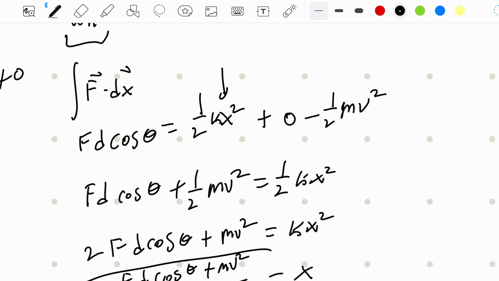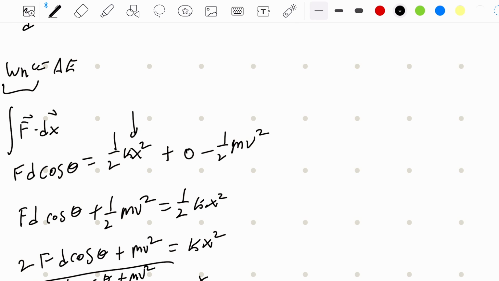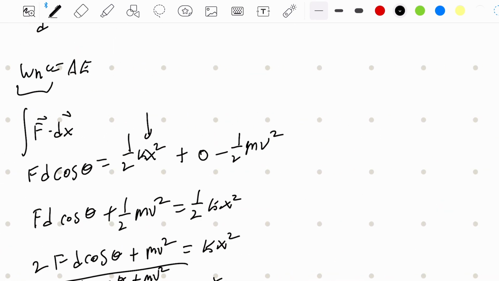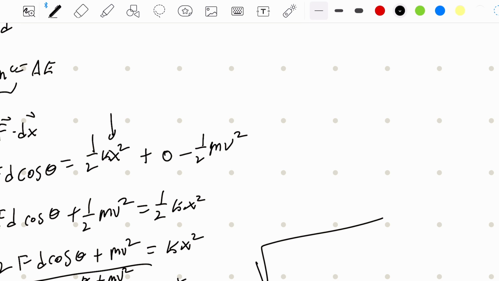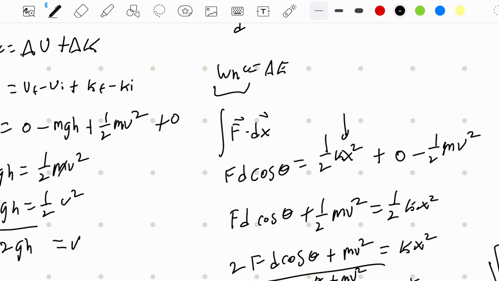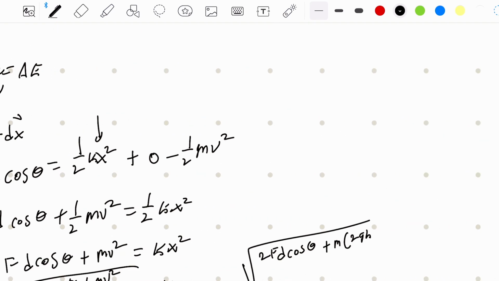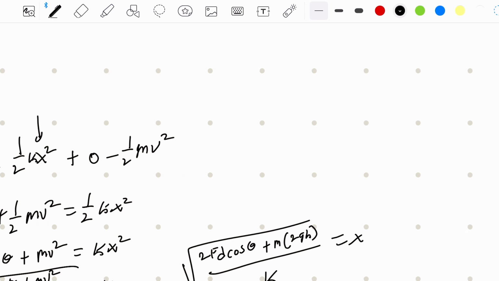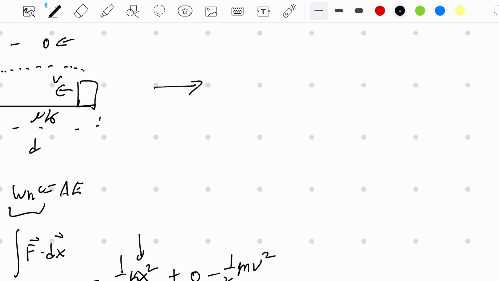I'm going to expand this a little bit more because we have that velocity as just being the square root of 2gh. So we'll have the square root of 2fd cosine theta plus m 2gh, because I can get rid of the square root since it's squared anyway, divided by k. This is equal to our compression distance. Now we can analyze the motion of it being fully compressed. So I'll draw another picture.